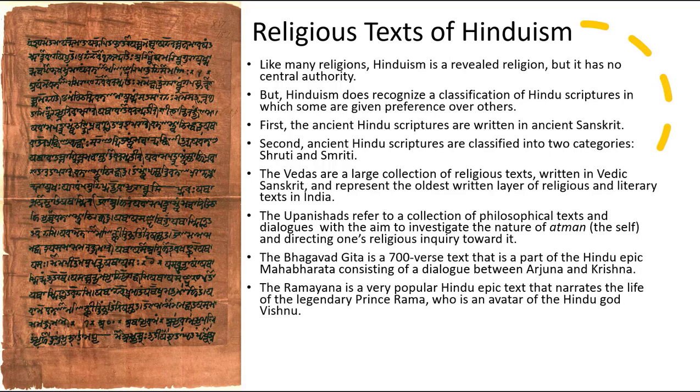The next, probably the second most popular text among the Indian people, is the Ramayana. The Ramayana is a very, very popular Hindu epic from ancient India that narrates the life of a legendary prince, Rama, who, surprise, surprise, ends up being, at the end of the story, an avatar of the Hindu god Vishnu as well. The Ramayana is one of the most important pieces of Indian literature in the world, and it has an extremely powerful impact on the culture and the art of India, of South Asia as well.